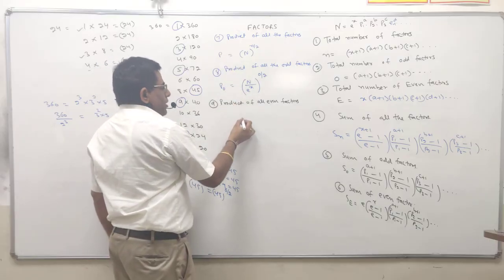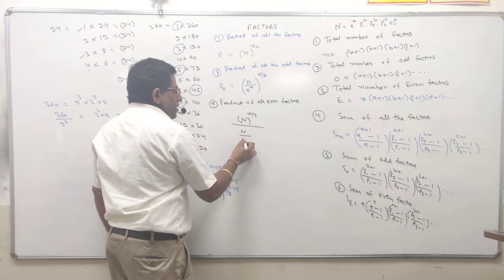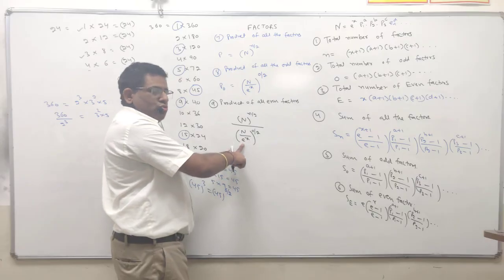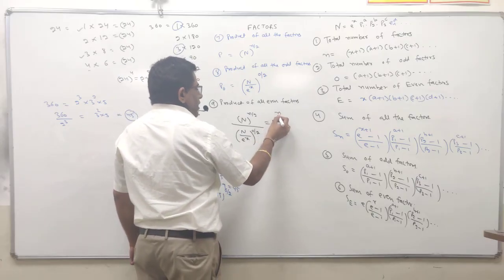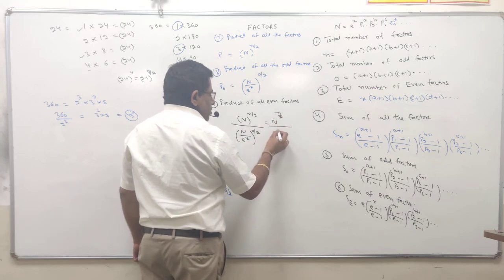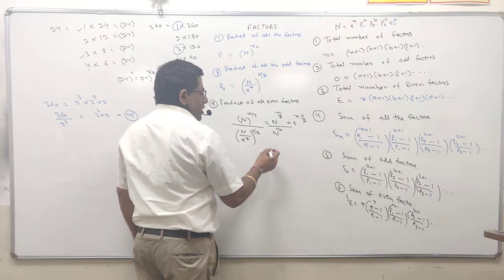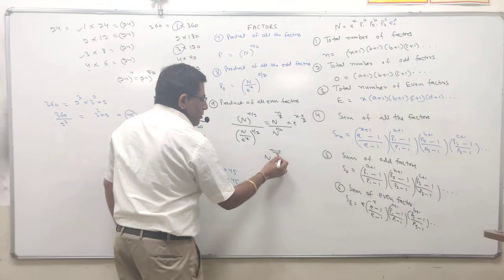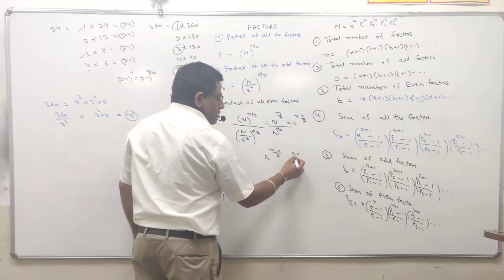It becomes n raised to power n by 2 upon (n upon e raised to power x) raised to power o by 2, where e is the even prime, that is 2. So you can see here it becomes n raised to power n upon 2 upon n raised to power o by 2 into e raised to power x into o by 2. It comes out to be n raised to power (n minus o) upon 2 into e raised to power (x into o) upon 2, where o means the odd factors.